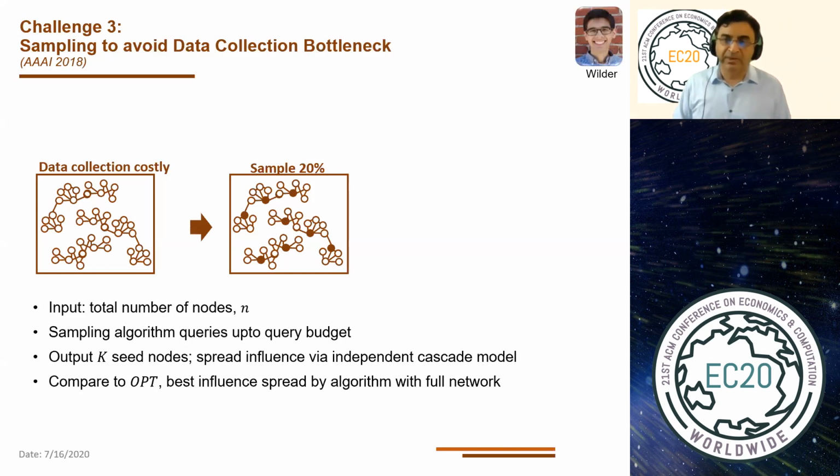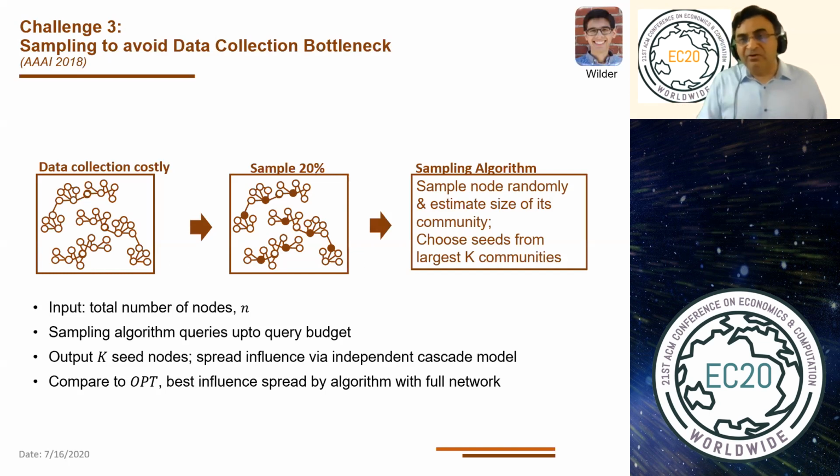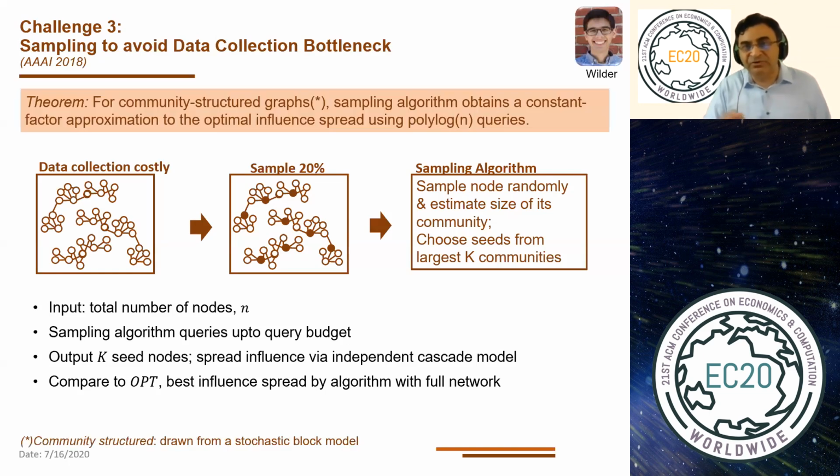So the sampling algorithm we built samples nodes randomly, estimates the size of the communities these nodes belong to, and then chooses seeds from the largest K communities. And we can show that for community structured graphs, the sampling algorithm obtains a constant factor approximation to the optimal influence spread using polylog N queries.